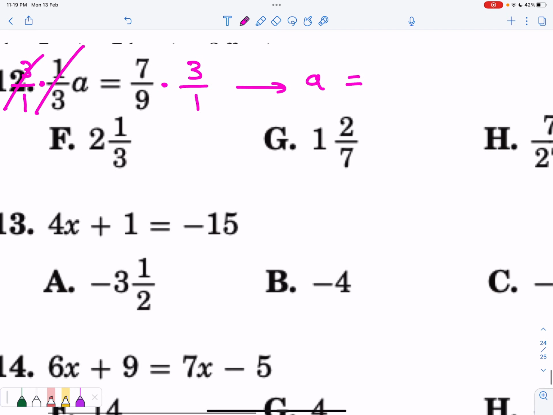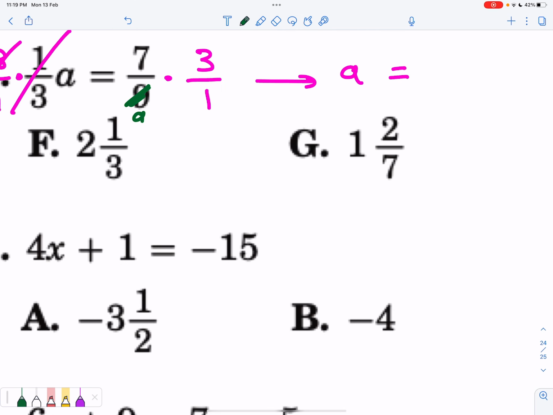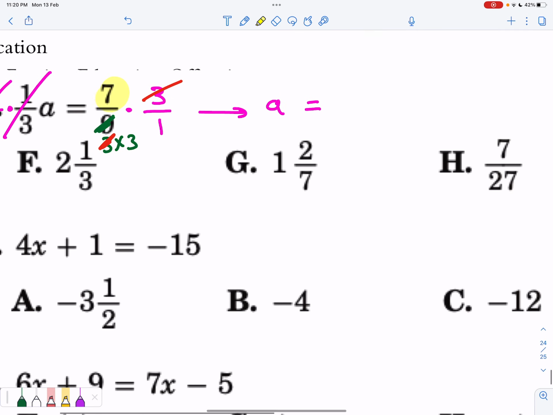Or you can do things easier, since the 9 itself is equal to 3 times 3, right? So you can cross this 3 up here with one of these 3s. So it's like you just have what? You just have the 7 up here.